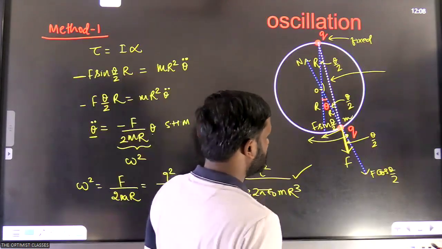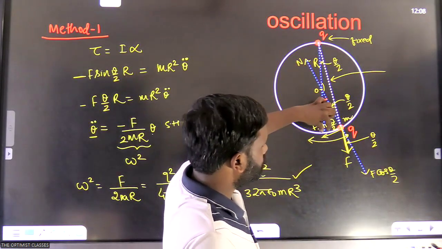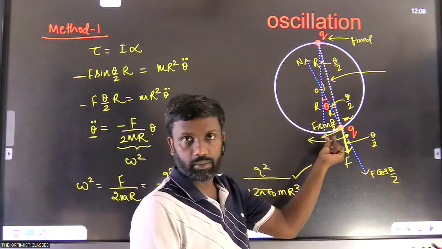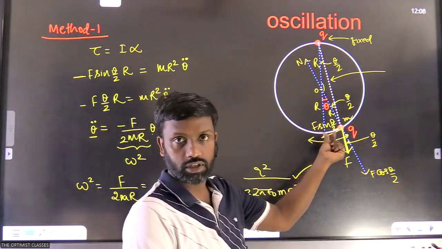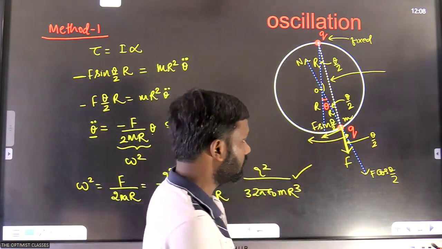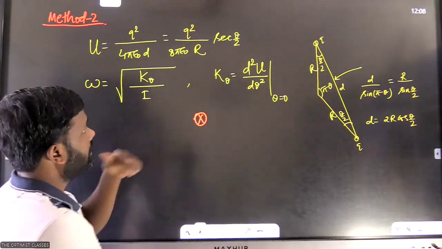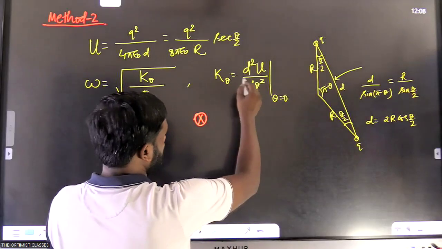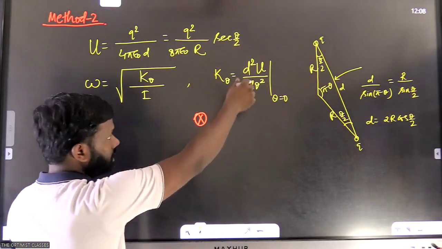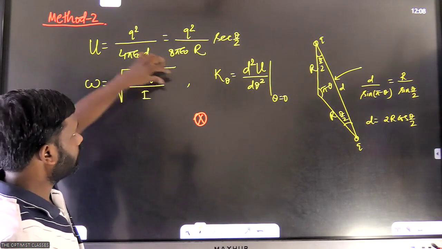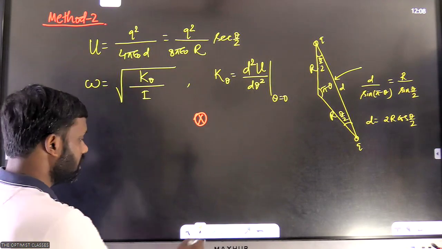You can see here, at this position, this charge can stay at rest permanently. So this is the equilibrium position, and at this position theta is 0 actually. So if we calculate K theta by differentiating the potential energy, and put the value of K theta here, we'll get the angular frequency. So let us do this.